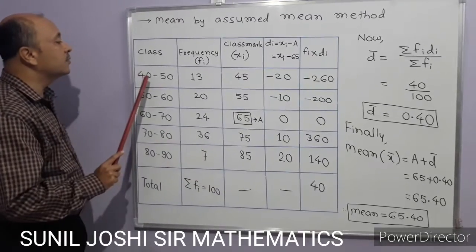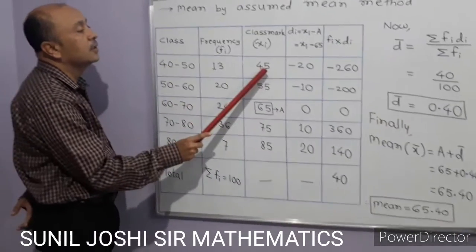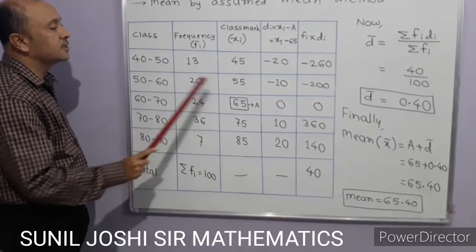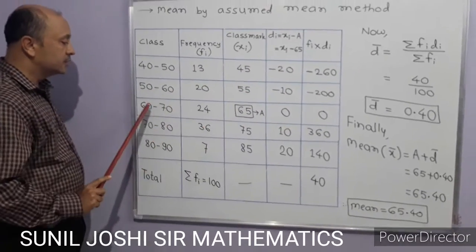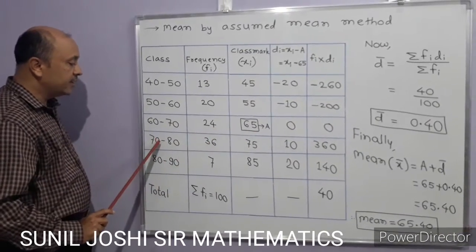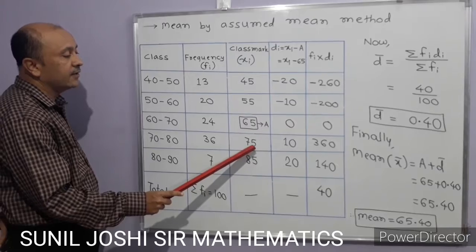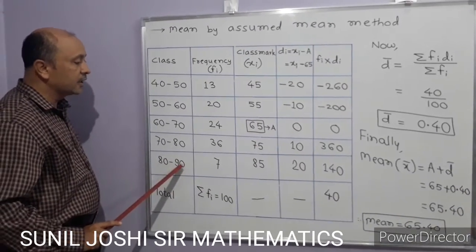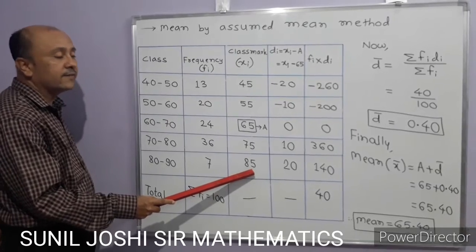If the class is 40 to 50, then the class mark is 45. If 50 to 60 is the class, then 55 is the class mark. 60 to 70 is a class, 65 is the class mark. 70 to 80 is a class, 75 is the class mark. It is also called the midpoint. Then 80 to 90 is a class, and 85 is the midpoint of the class.